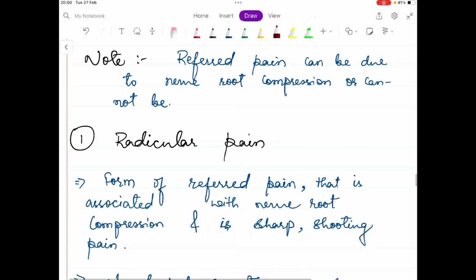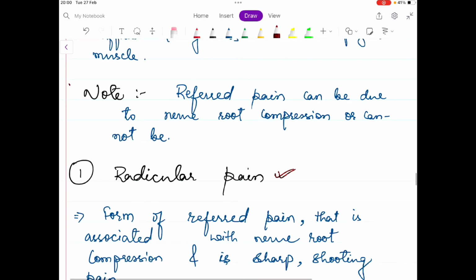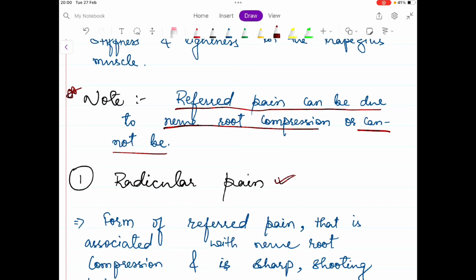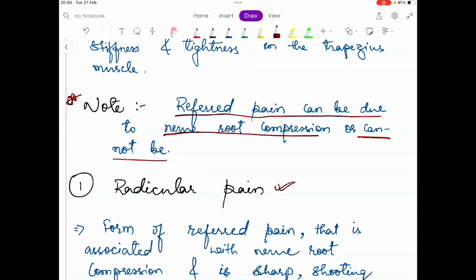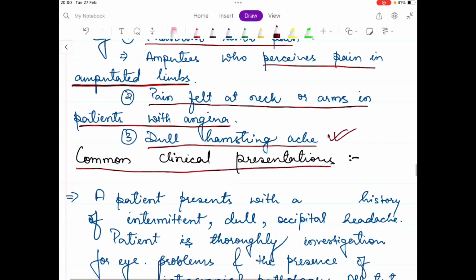So let's just move on to radicular pain, which is a type of referred pain. Before that, a particular note: referred pain can be due to nerve root compression, or it can be not due to nerve root compression. If there is nerve root compression, we will discuss its example too. An example of referred pain which is not due to nerve root compression is your dull hamstring ache.